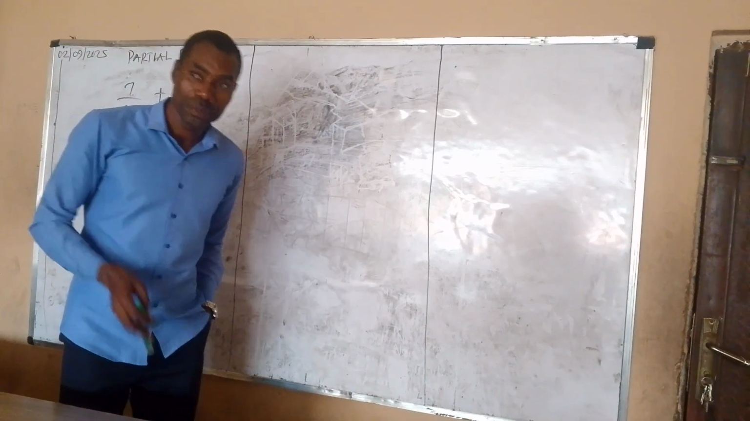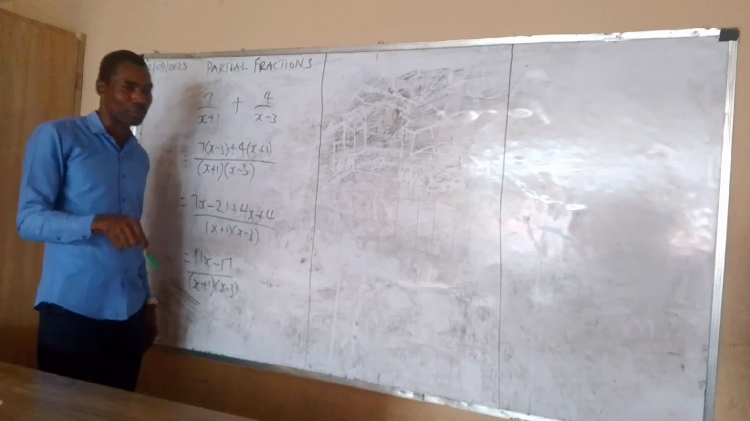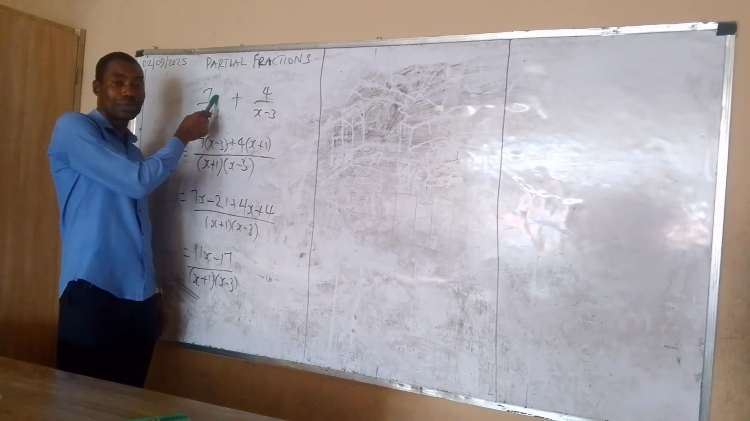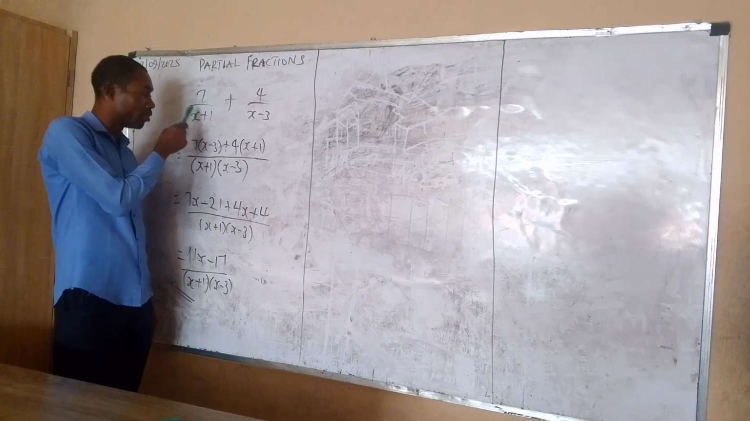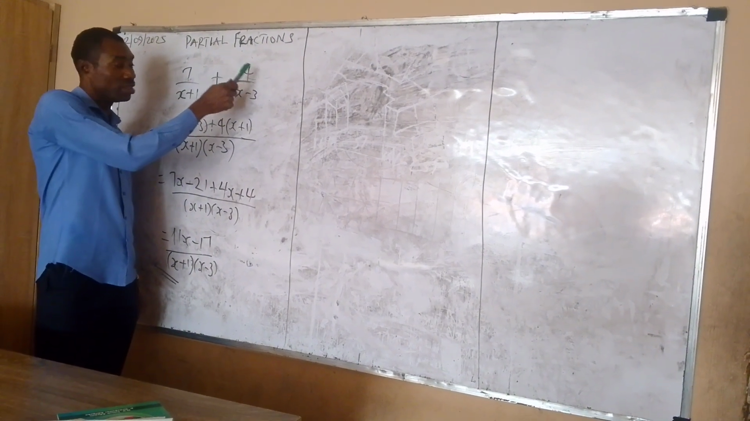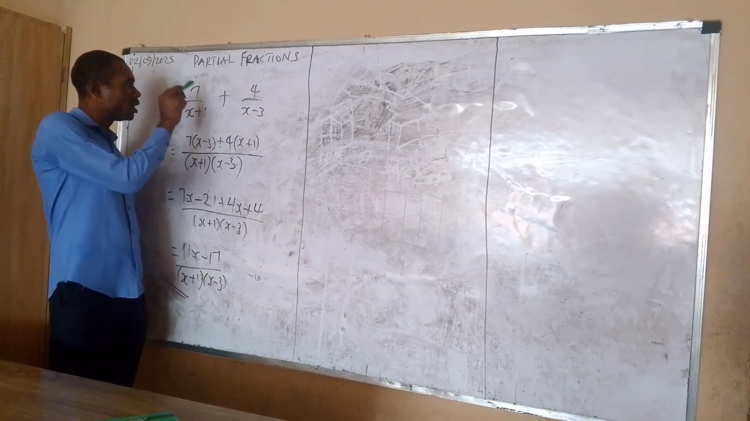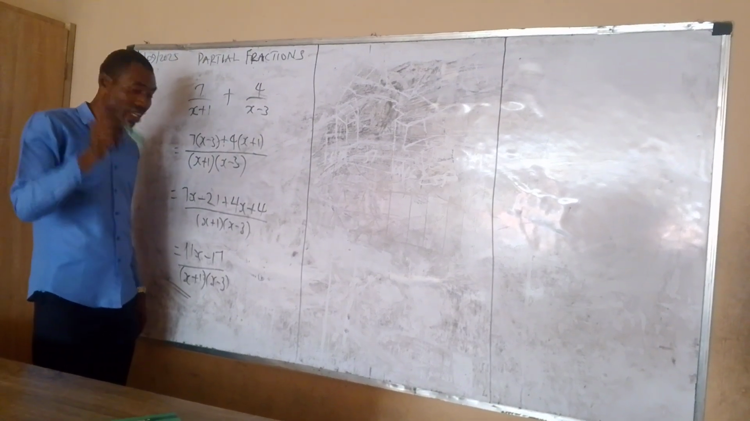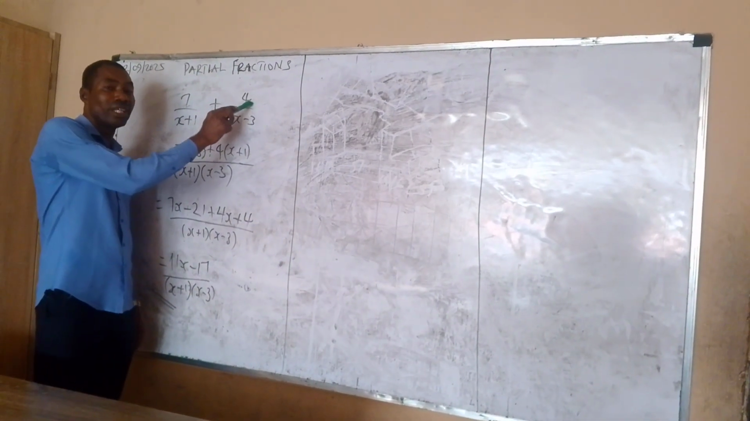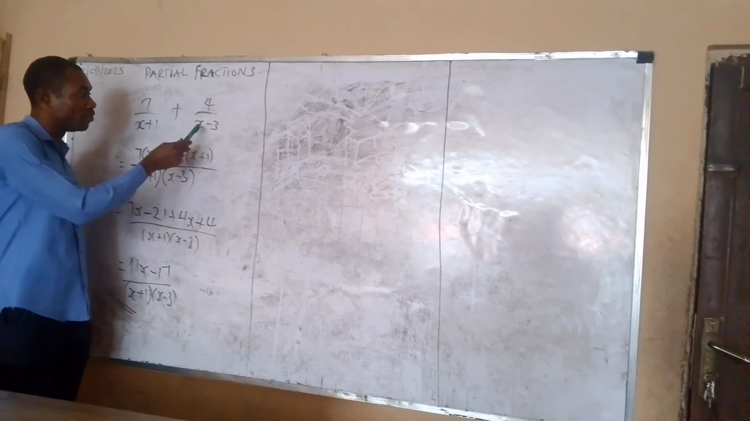And then number 2, every partial fraction must be a proper fraction, meaning that the degree of the numerator must be less than the degree of the denominator. The degree of the numerator less than the degree of the denominator. What does that mean? The power of the variable here must be less than the power of the variable here. The power of the variable in the numerator must be less than the power of the variable in the denominator.